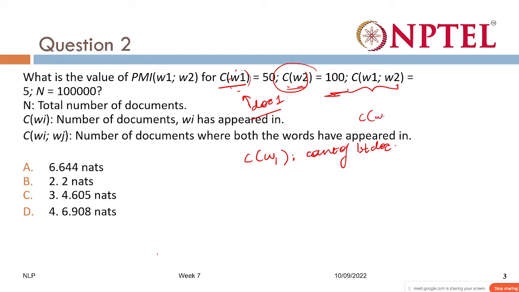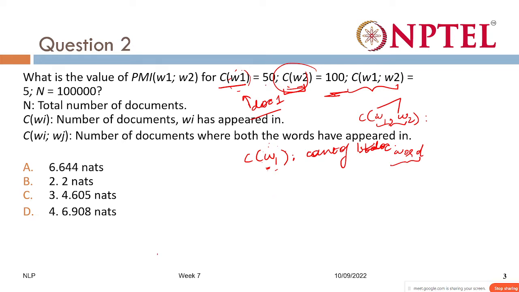Consider C(W1, W2): let's say you had some documents, and CW1 is the count of how many times the first word is appearing in the documents, and CW2 refers to how many times the second word appears. Then C(W1, W2) refers to how many times they both appear in the document, like where both the words have appeared.